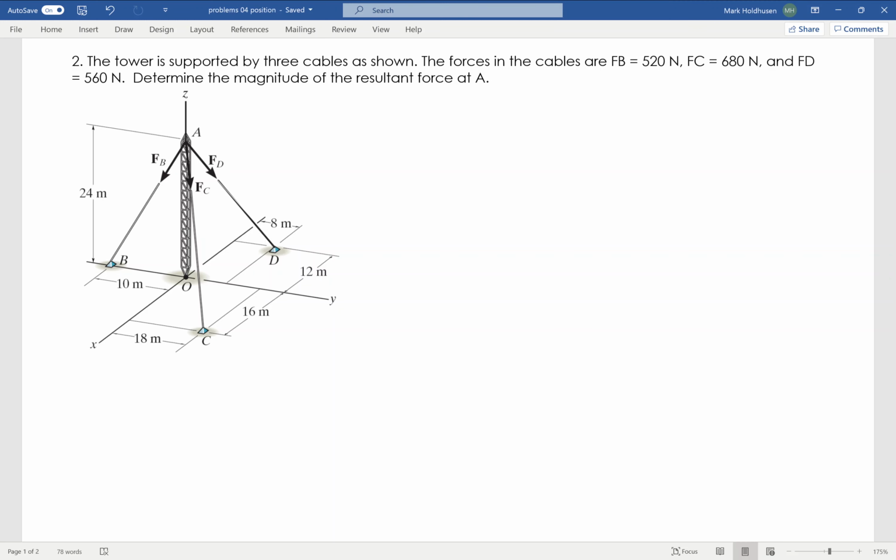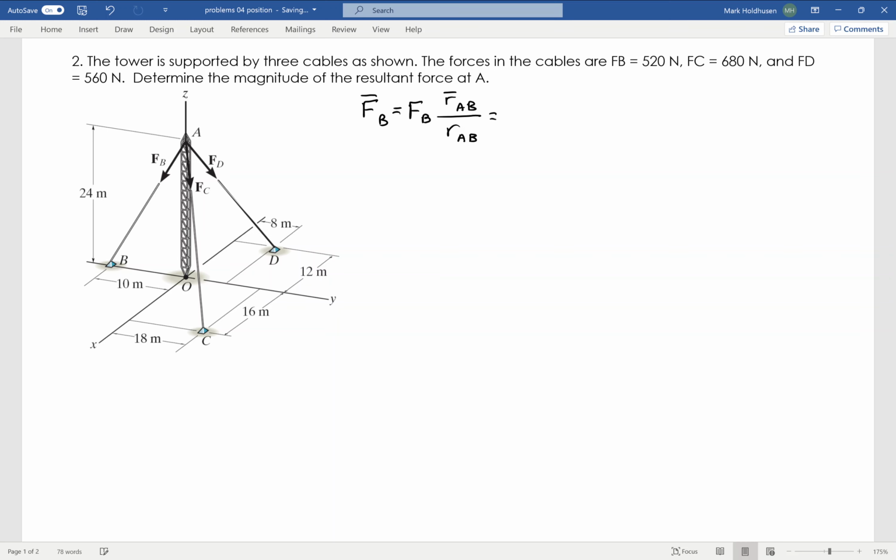Okay, so I've got three cables, B, C, and D, given magnitudes up there, and I want to add them together and find the resultant force A. So again, I'm going to write each force in Cartesian form. I'm going to do that by taking the magnitude of the force times the position vector going from A to B divided by the magnitude of that position vector from A to B.